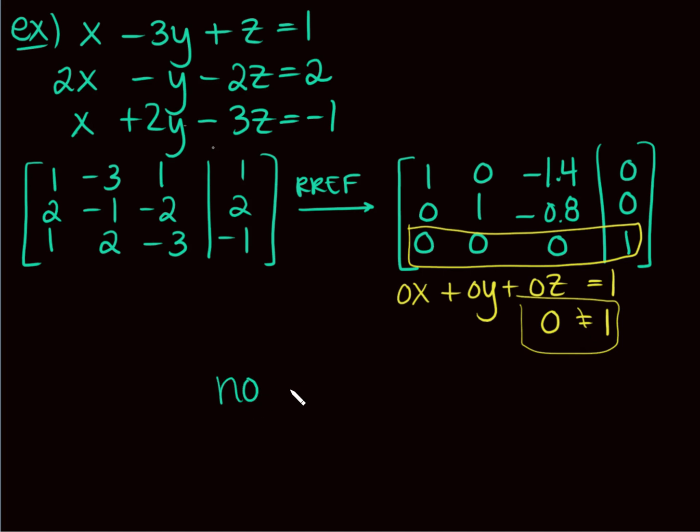There's no solution. Okay, no solution, because I don't know about you, but I can't find an x, y, and z in the real numbers that makes 0 equal 1. If you can, you need to contact me and we'll write a paper or something and get published and become famous, because it's not going to happen.